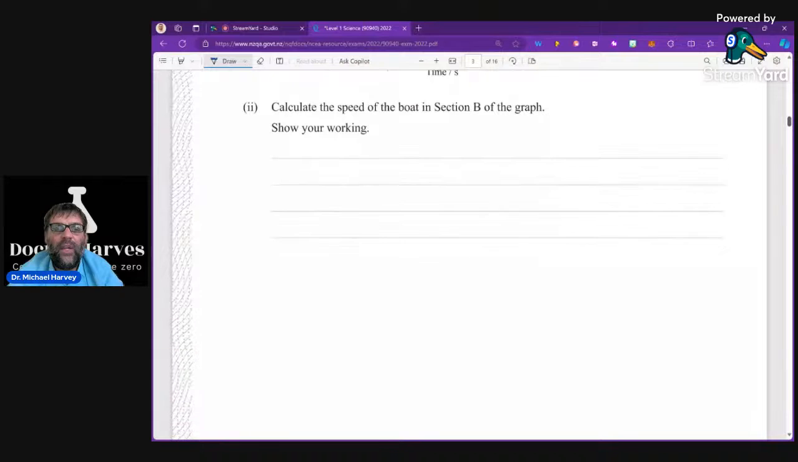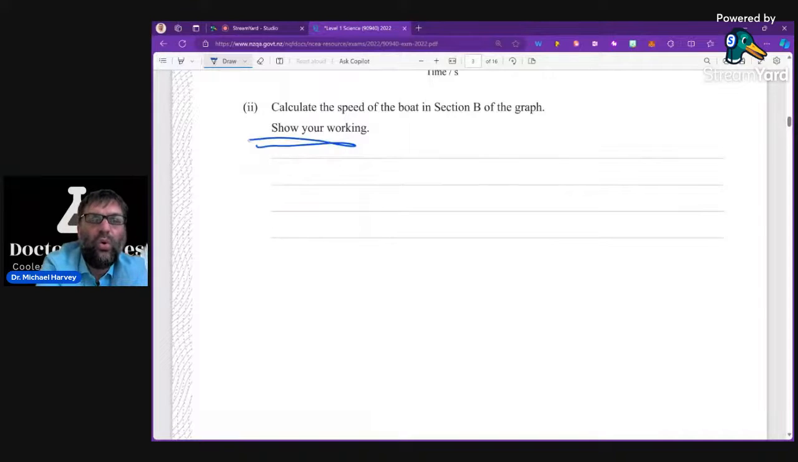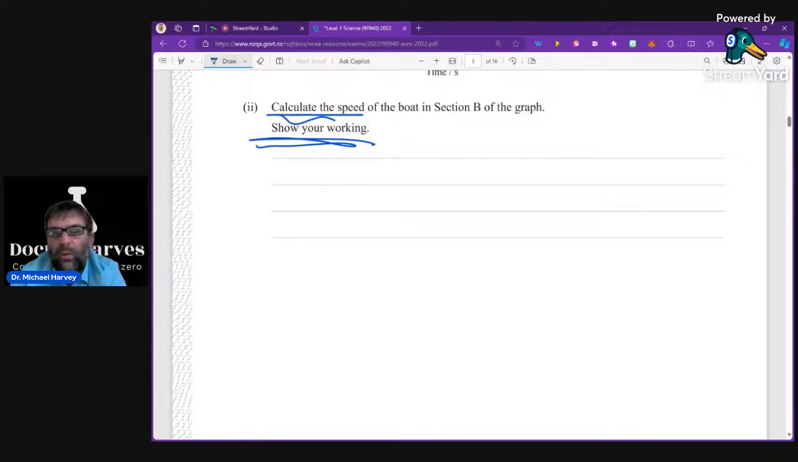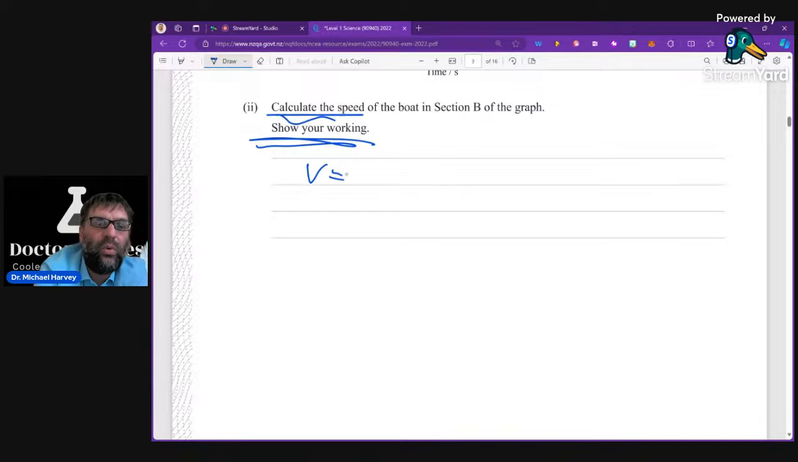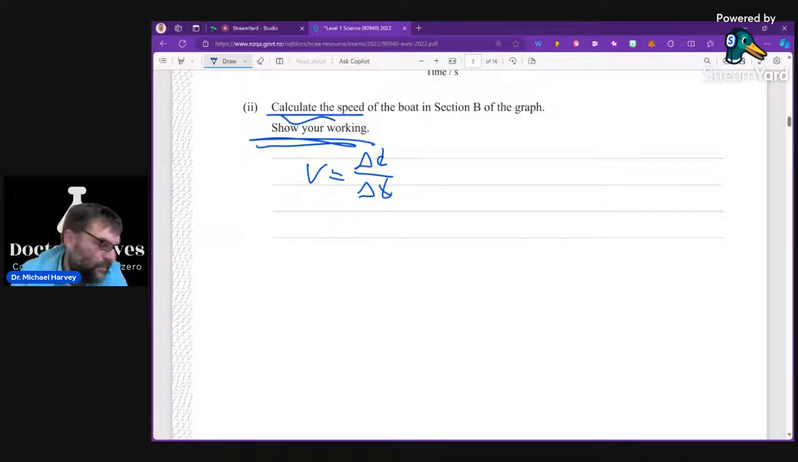So then we have: calculate the speed of the boat in section B of the graph. And remember, it always says show your working. So we're trying to calculate the speed. Remember our equation for speed: velocity equals delta D over delta T, remembering delta just means change.